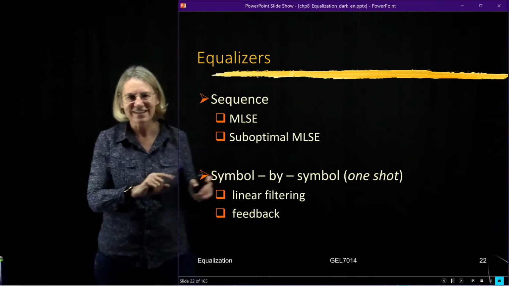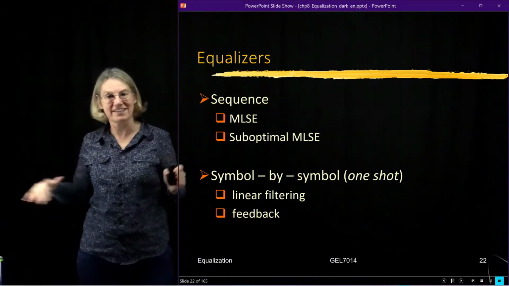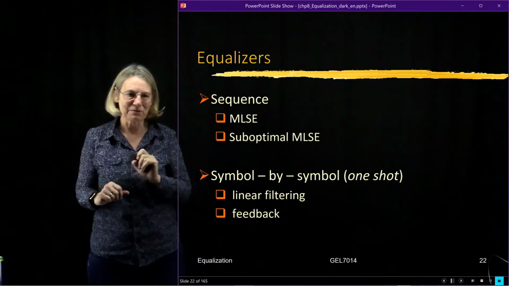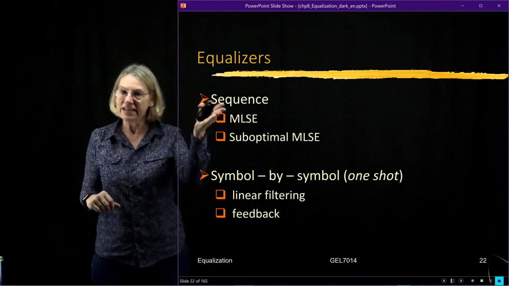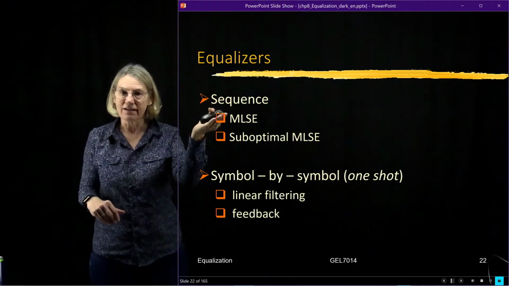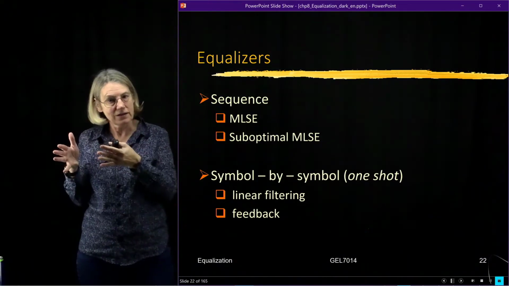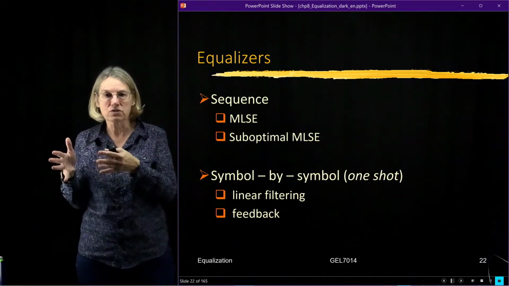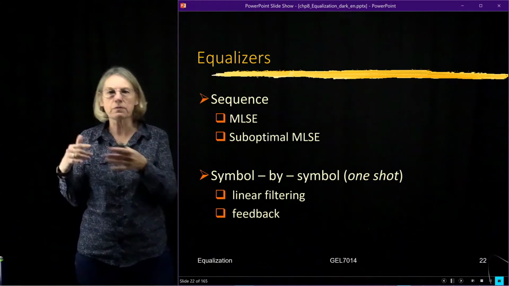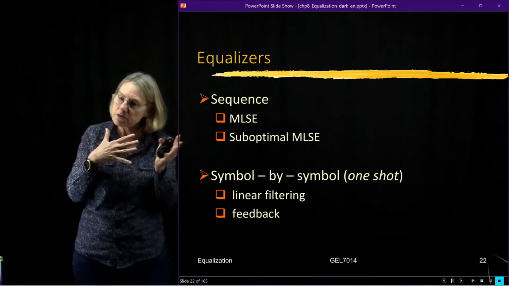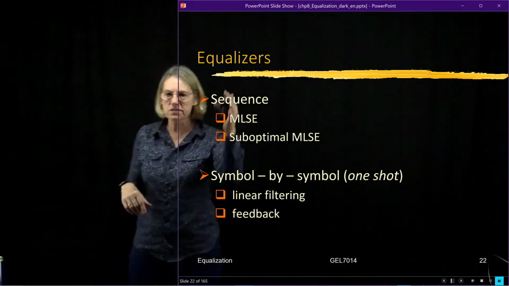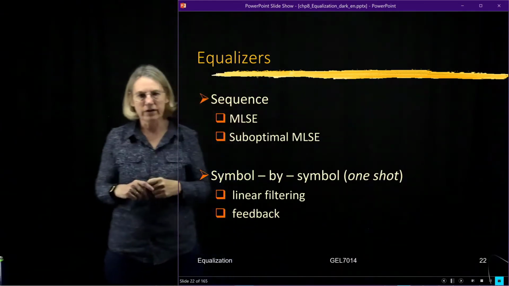Symbol by symbol means I don't have to look at a sequence. So sequence versus symbol by symbol. In the sequence, we have the MLSE. That was the first thing I looked at. And I talked about some suboptimal ones, like truncating the impulse response, or I don't know the impulse response, but I'll estimate it, so it's not going to be completely optimal, but it'll be pretty good. So these are the ones that fall in the category of sequence.